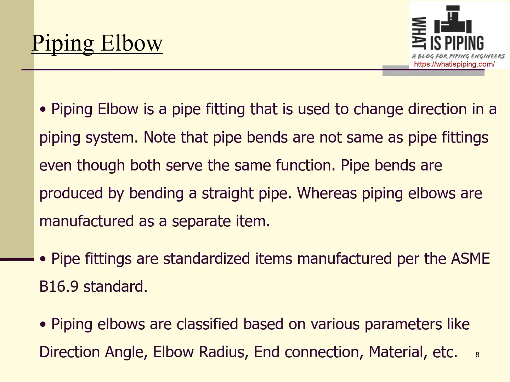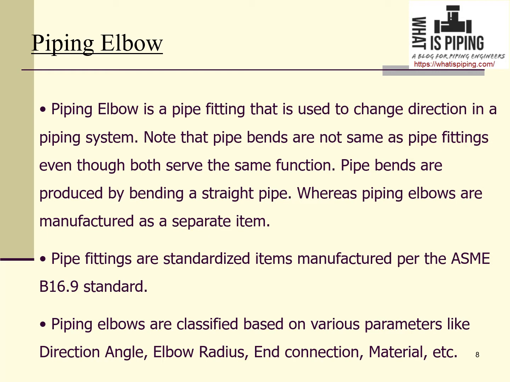Piping elbow. A piping elbow is a pipe fitting that is used to change direction in a piping system. Meaning the pipe is running in a straight line, then if we want to change the direction, let's assume we want to divert the flow 90 degrees from the straight run, in those cases we will be using piping elbows. There is one more term called piping bends. Piping bends are simply straight pipes bent using mechanical equipment, but these are not the same as piping elbows.